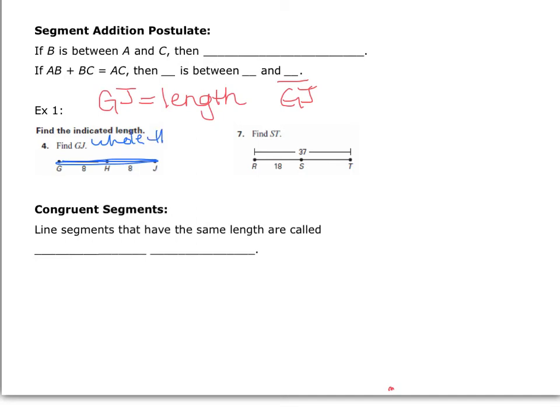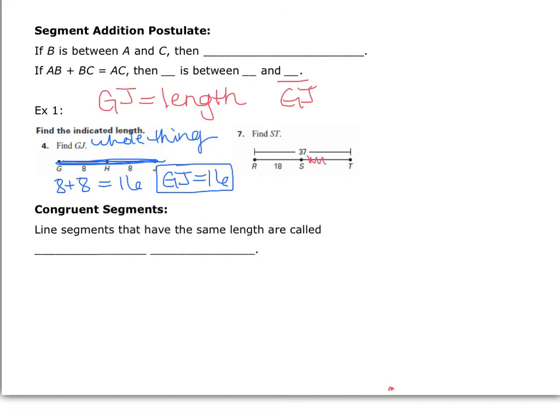And sometimes it's good to write, okay, is it the whole thing? Is it the piece? So if it's the whole thing, if we want G to J, we're just going to have to add those two together. So the two pieces equal the whole thing. So to write this properly, GJ, we don't use the segment bar because we're giving a specific value, which is 16. That's your final answer.